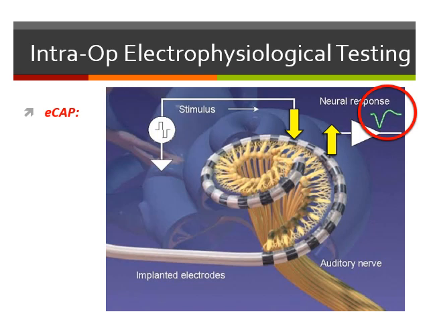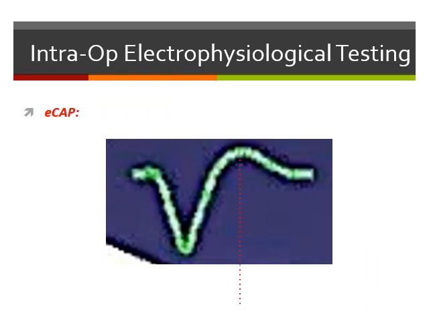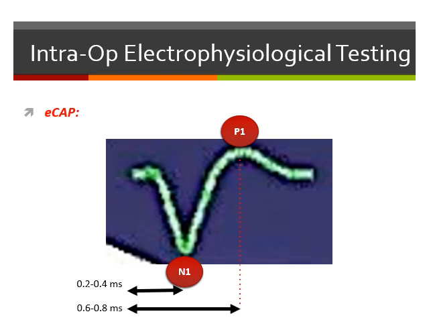Okay, if we look more closely at this ECAP, we will find that it has a characteristic pattern or formulation. It will have what we call a negative peak or N1 and what we call a positive peak or P1. This negative peak usually occurs after 0.2 to 0.4 milliseconds and P1 occurs after 0.6 to 0.8 milliseconds. The perpendicular distance between both is what we call the amplitude. Usually, as the stimulating current increases, the amplitude also increases till we reach a point of saturation. Okay, so this is the natural response to the electric stimulation.